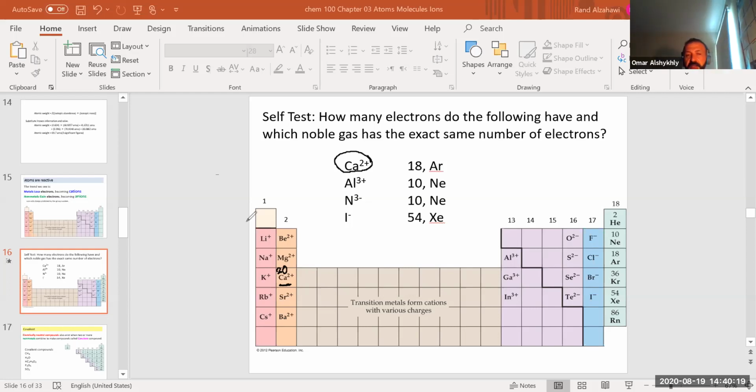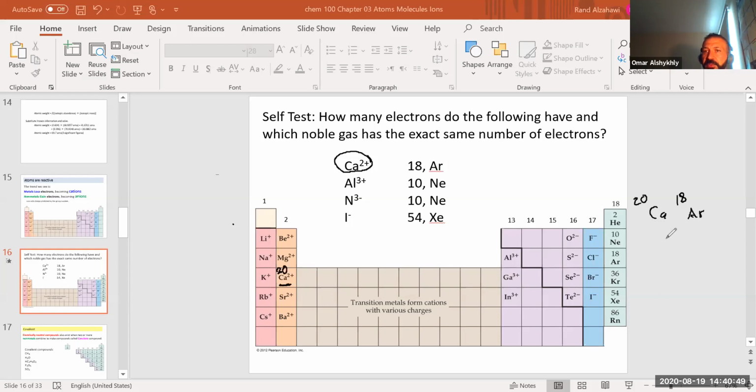Now, you will compare calcium with the closest noble gas. Which noble gas is close to calcium? Don't tell me krypton. Krypton here is 36. Look at the difference between them. It is 16. Argon here is the closest to it. So argon will be the closest to calcium. So calcium has atomic number 20, argon has 18.